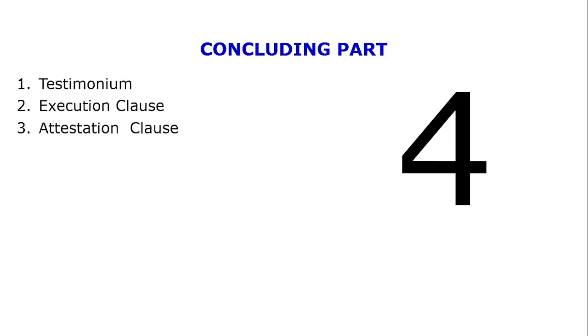For the miscellaneous part, you have the irrevocability clause. This is the aspect where you put the irrevocability clause. And for the concluding part, of course, you already know it. Maybe we should even skip it. Let's go together. We have the testimonium, execution clause, attestation clause, and franking. You have the testimonium, the execution clause, the attestation clause, and the franking.